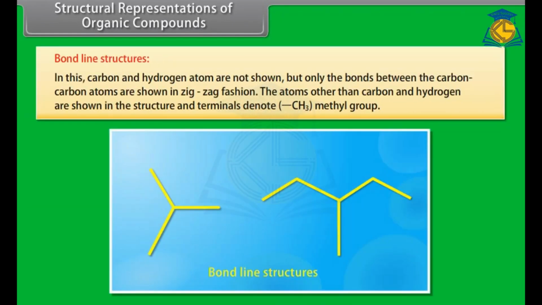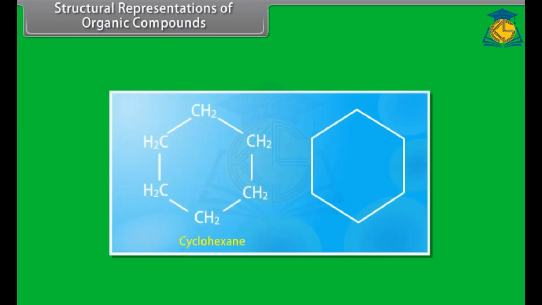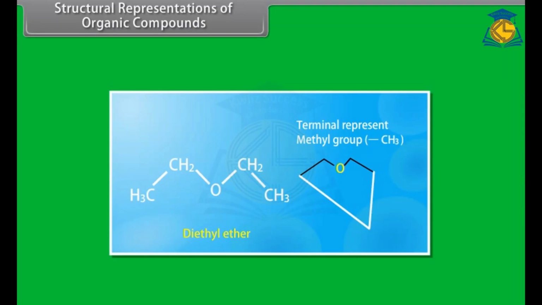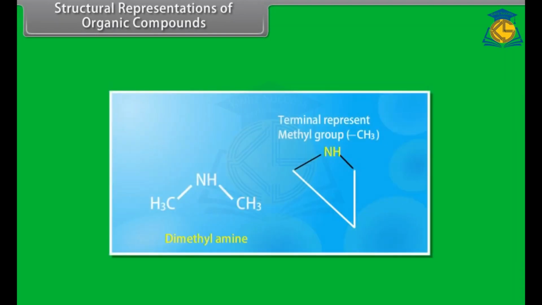In bond line structures, carbon and hydrogen atoms are not shown but only the bonds between the carbon-carbon atoms are shown in zigzag fashion. The atoms other than carbon and hydrogen are shown in the structure, and the terminals denote methyl group. For example, butyl chloride, propene, cyclohexane, diethyl ether, dimethylamine.